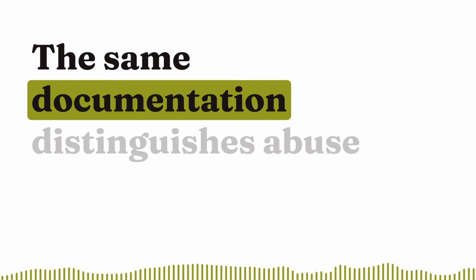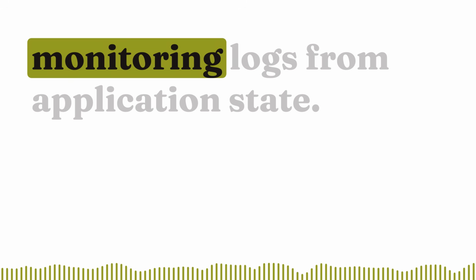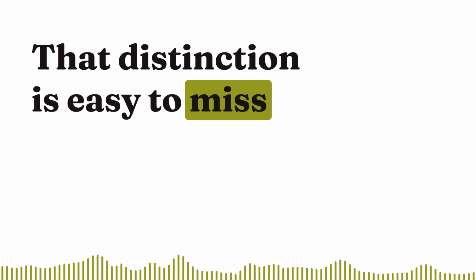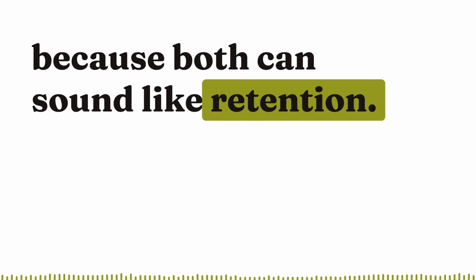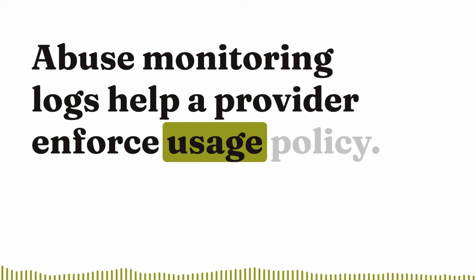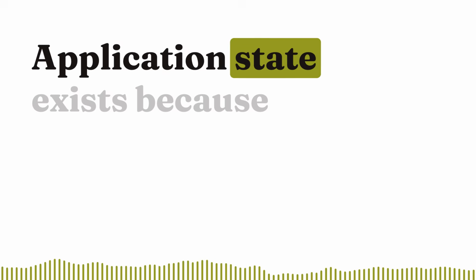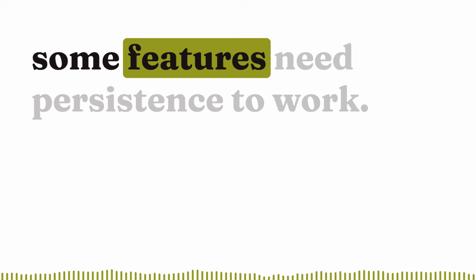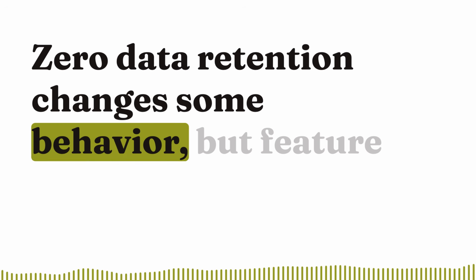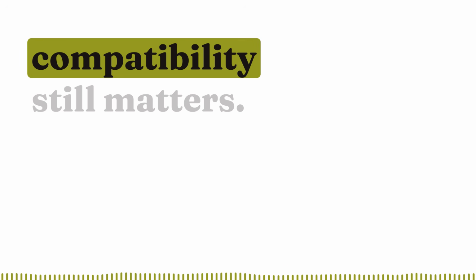The same documentation distinguishes abuse monitoring logs from application state. That distinction is easy to miss because both can sound like retention. Abuse monitoring logs help a provider enforce usage policy. Application state exists because some features need persistence to work. Zero data retention changes some behavior, but feature compatibility still matters.